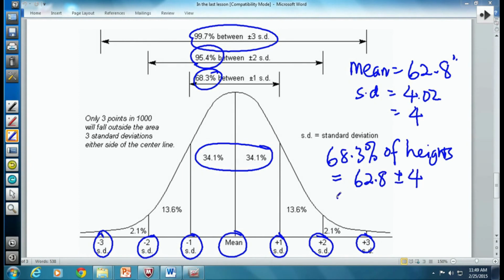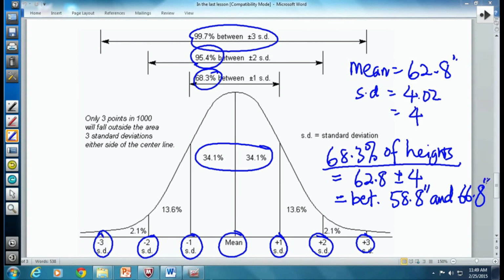That will be between 58.8 and 66.8. Alright? So 68.3% of heights will be between 58.8 inches and 66.8 inches. Okay? Let me just erase this.